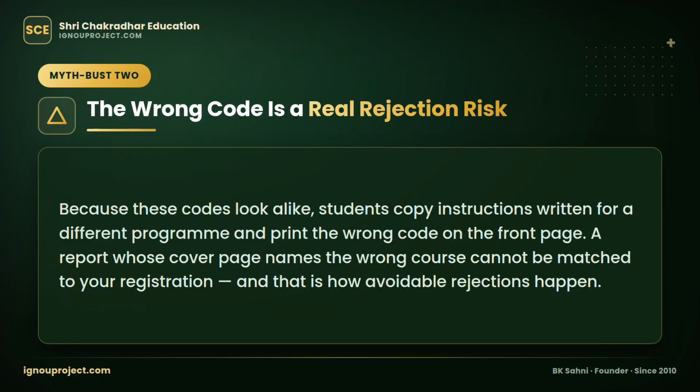Here is why that table matters. Because the codes look so similar, students routinely copy instructions written for a different program and then print the wrong course code on their front page. A report whose cover page names a course you are not registered for cannot be matched to your record by the evaluation division. That is how completely avoidable rejections happen every single session.